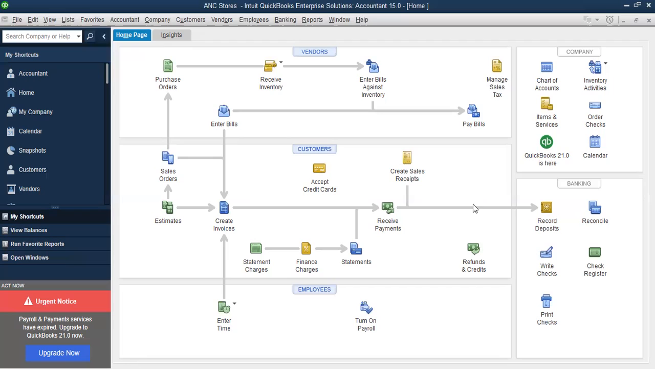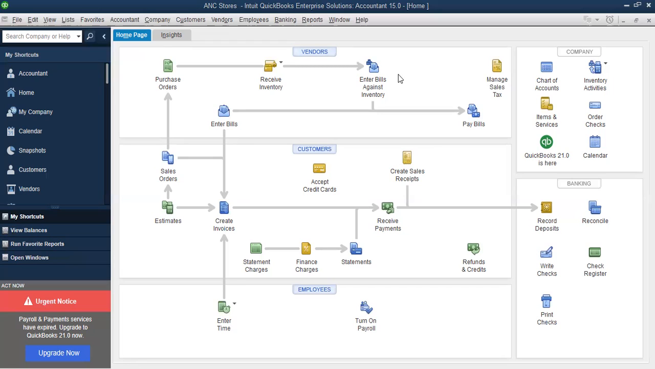Right, thank you very much. So the next topic is chart of accounts. Now that we have created the database and customized our database, we now want to create the chart of accounts.